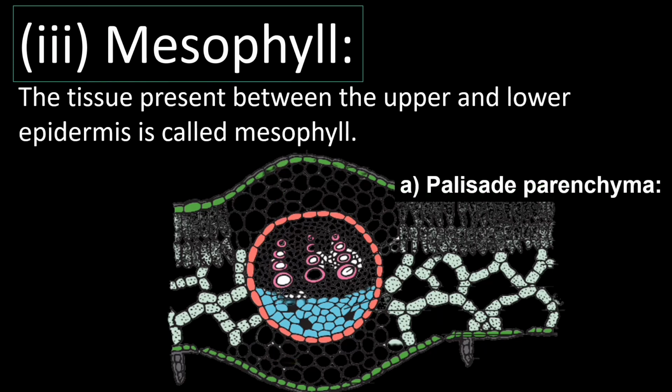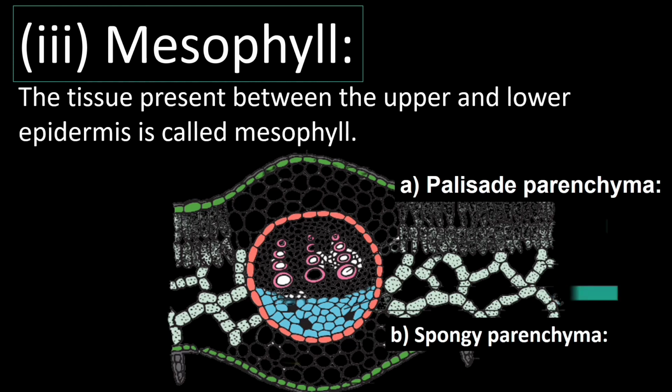See, near the upper epidermis, the mesophyll cells are palisade parenchyma. Here the cells are tightly arranged. They are cylindrical cells. They have more chloroplast. Palisade parenchyma is found below the upper epidermis. It is the upper half of mesophyll and is made up of tightly packed cells. Spongy parenchyma is found above the lower epidermis. Here the cells are loosely arranged with spaces, so the name is spongy.